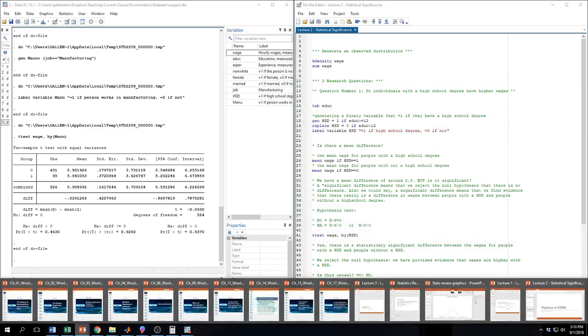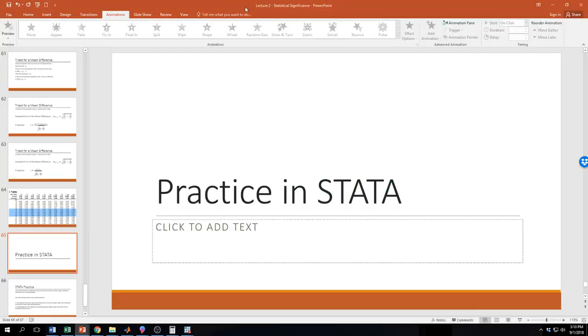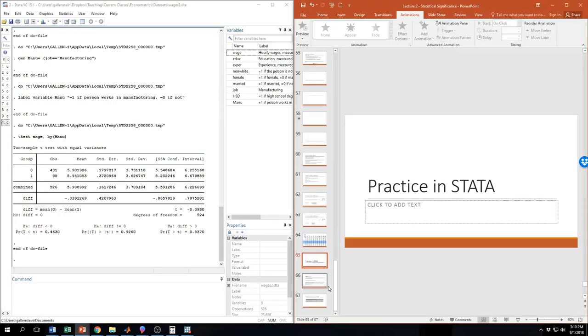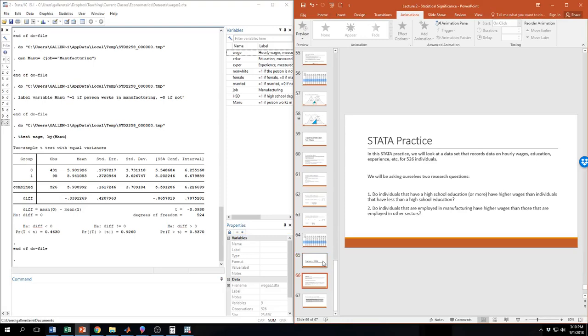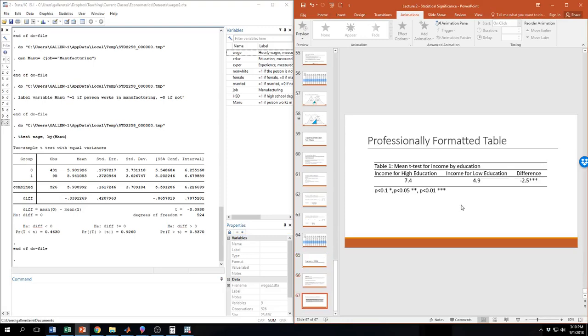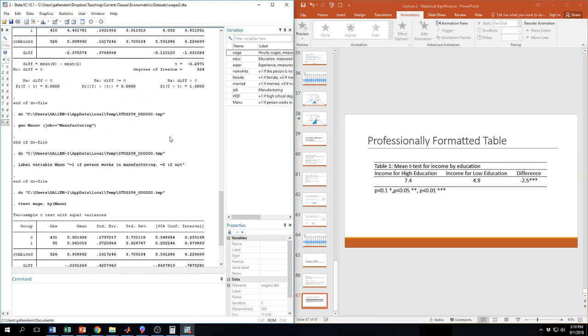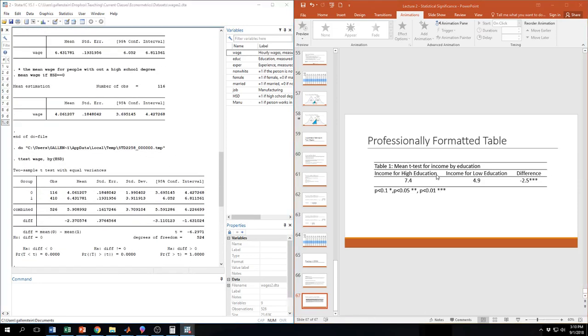Now the last thing that I want to do, I know it's been a long lecture, is show you what it looks like to put this in a professionally formatted table. So here we go. Actually, I'm going to change this live. I'm going to fill in this table. This is what a nice table looks like. Table 1, and then you have the title of the table. This is a professionally formatted table for reporting mean differences.